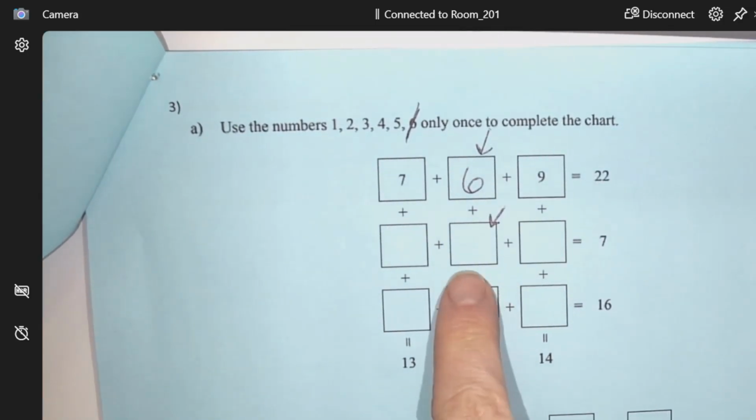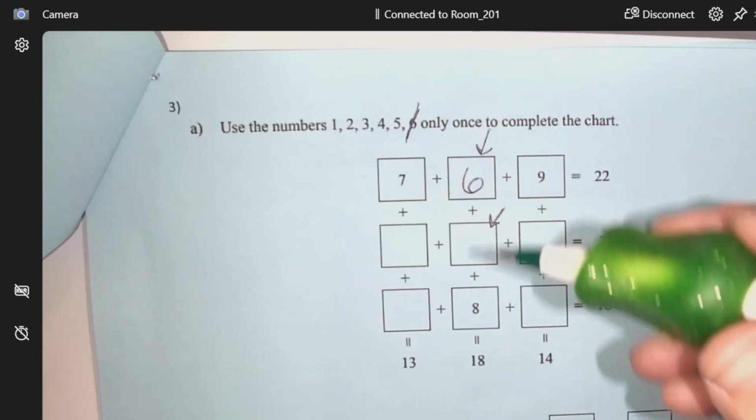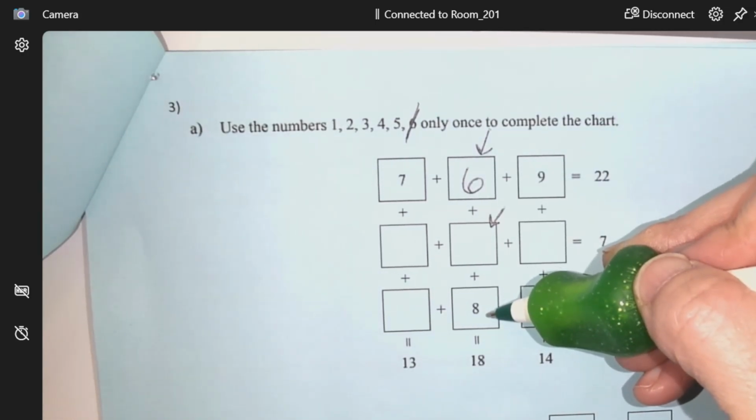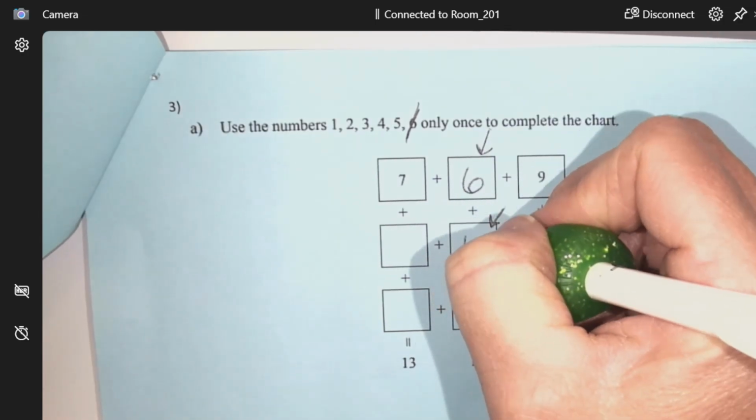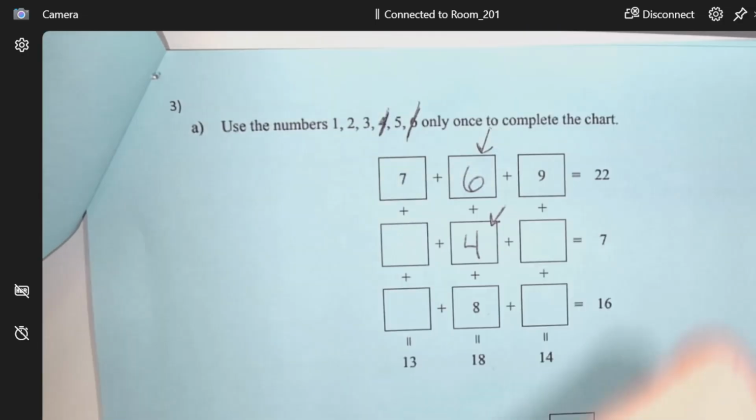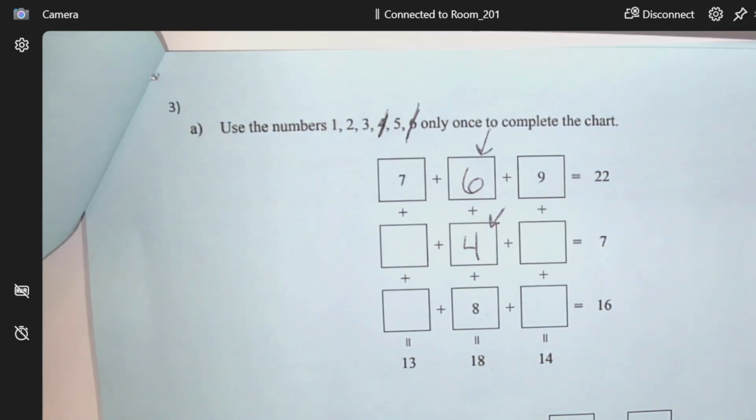I'm going to tackle this box next. Because 6 and 8 is 14, and I got to get up to 18. So I need 4. Scratch off 4. That's it for direct. So now we got to do some logicking.